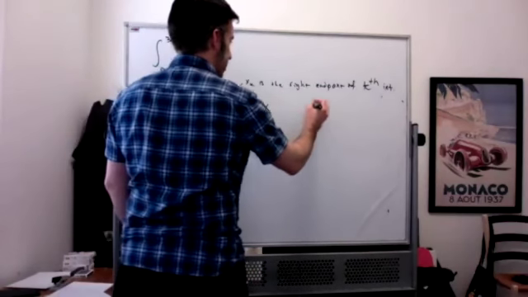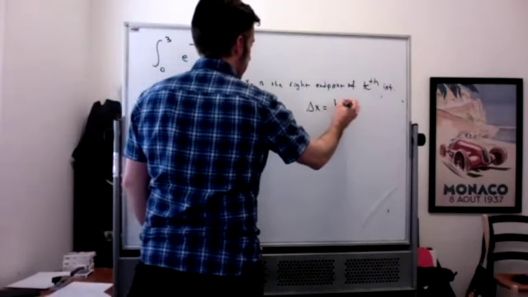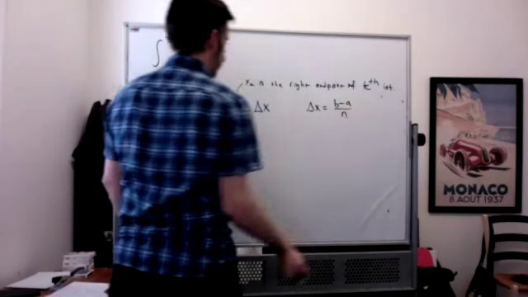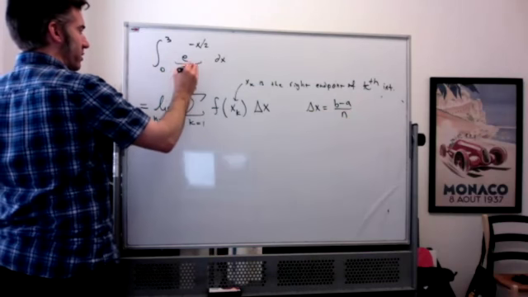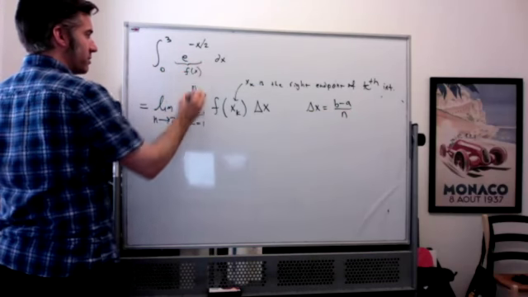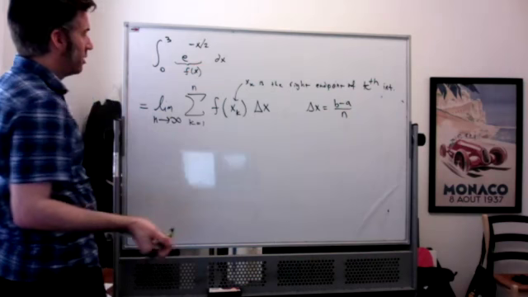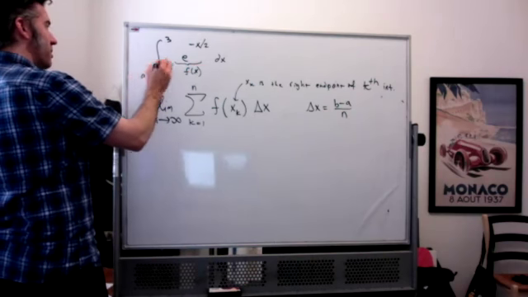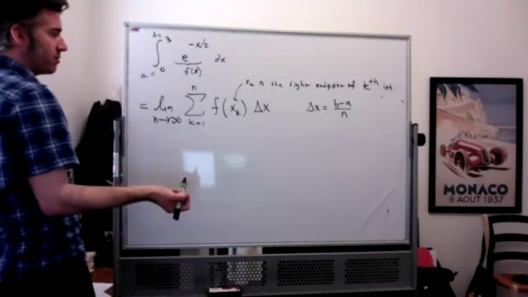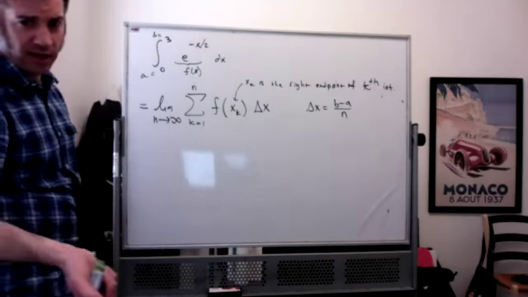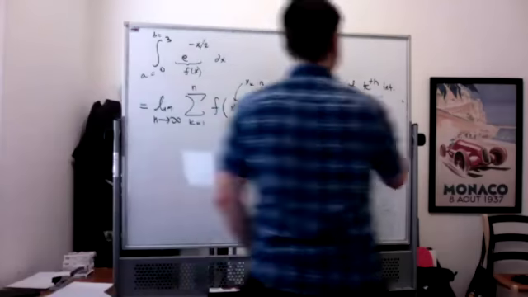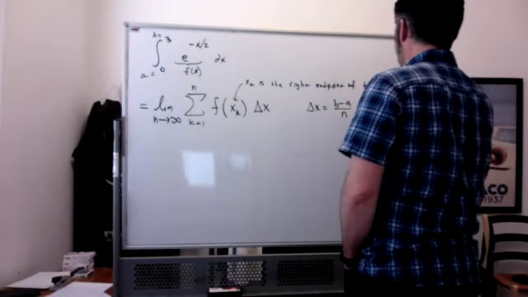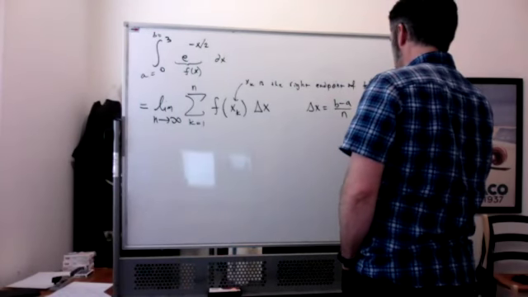Delta x is b minus a over n. And f of x is just this function over here. So that's your f of x. And there's our a, and there's our b. So we pretty much have everything we need. So delta x is going to be 3 minus 0 over n, which is just 3 over n.